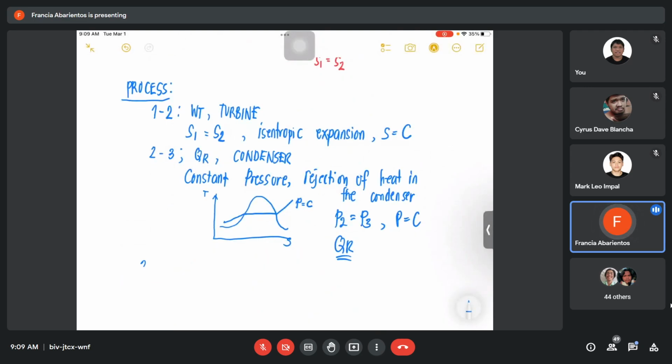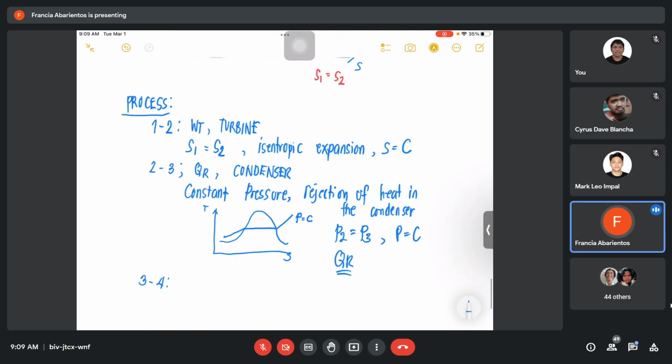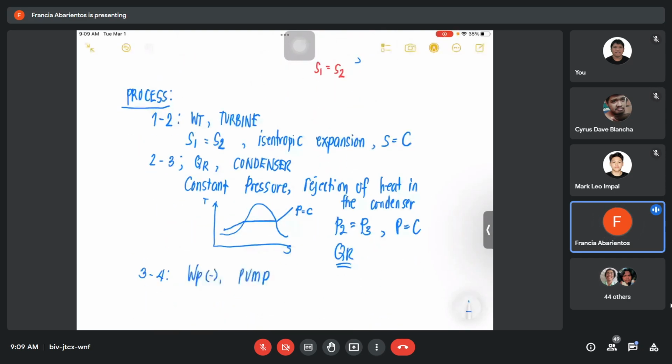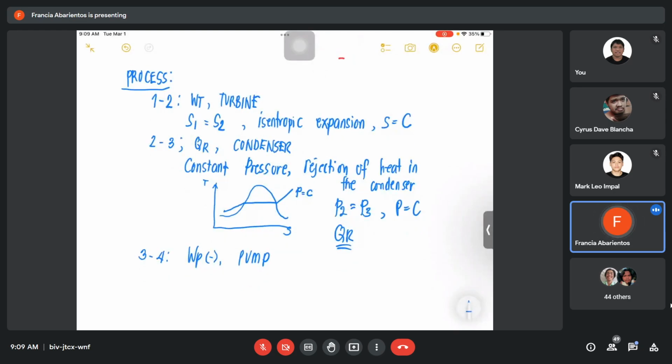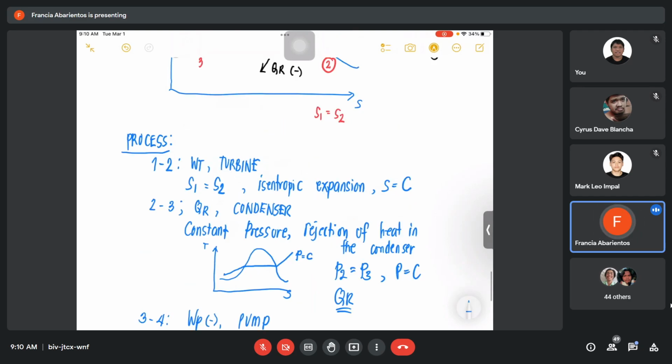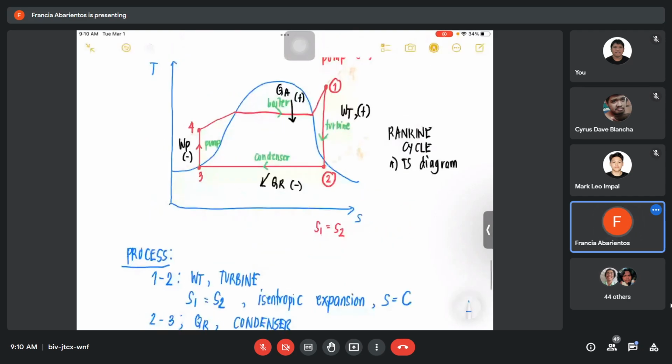From process 3 to 4, anong nangyayari? Si pump. Okay. May work si pump, negative. So, mag-fall siya sa pump work. Anong nangyayari? Ibig sabihin, adiabatic pumping. Pag adiabatic, yung change in heat is 0 and yung entropy natin is constant. Okay? Yan na. Sa work ng pump. Yan baga class. S3 is equal to S4.